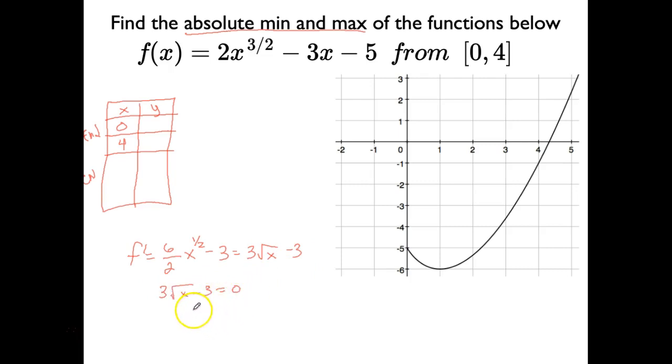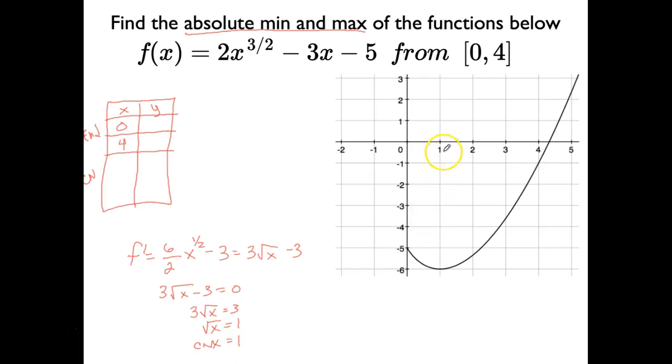Okay, I'm going to add the 3 over, so I have 3 square root of x equals 3. Divide by the 3, so I got square root of x equals 1. And then square it. X equals 1 squared is 1. Okay, this is the only critical number I got.